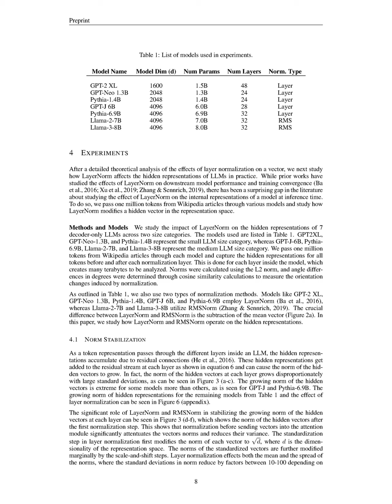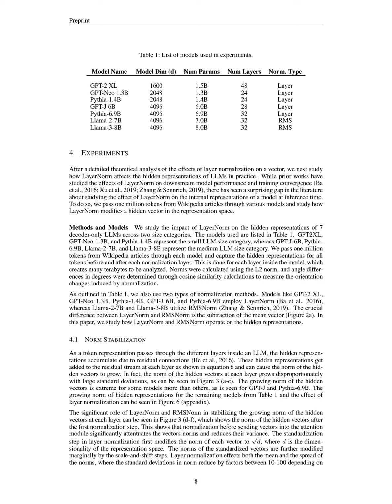The dataset consisted of 1 million tokens sourced from Wikipedia articles, which were processed to capture hidden representations before and after each normalization layer across all model layers. The evaluation metrics included the L2 norm to measure the magnitude of hidden vectors and cosine similarity to assess orientation changes induced by normalization. The experiments specifically compared the effects of LayerNorm and RMSNorm on the hidden representations, highlighting the differences in their operations, particularly the mean vector subtraction in LayerNorm.